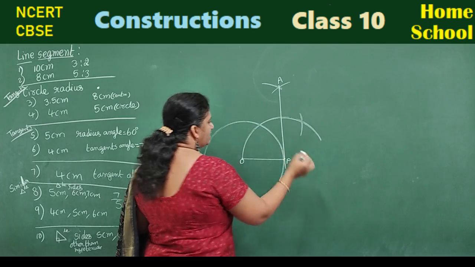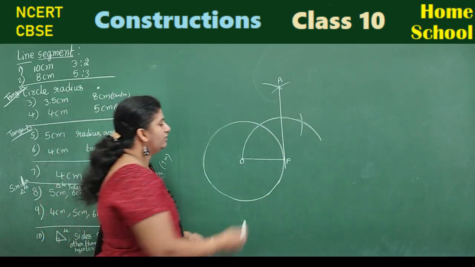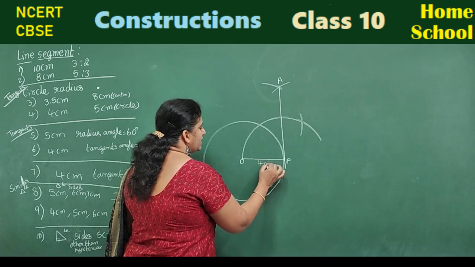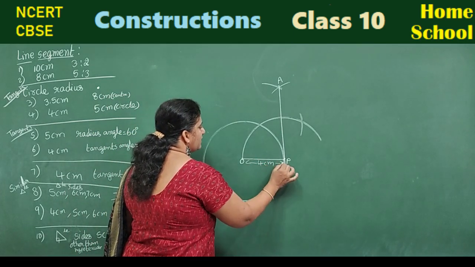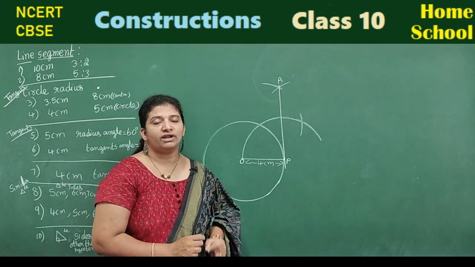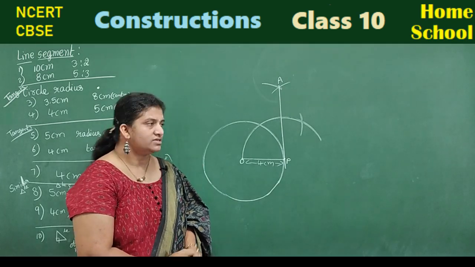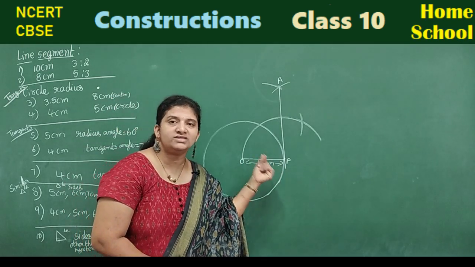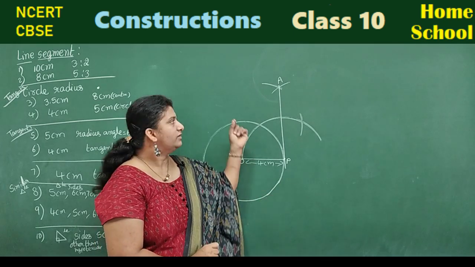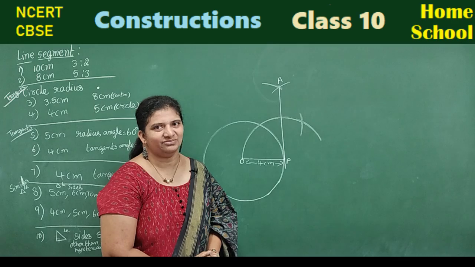You can end your tangent here. AP is the required tangent, and mark here 4 centimeters radius. AP is the required tangent. Make sure to write the statements properly. Given: circle of radius 4 centimeters, and P is a point on the circumference of the circle. Tangent AP is the required tangent for this circle.